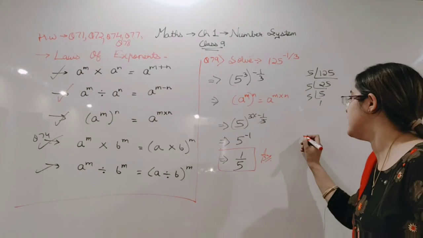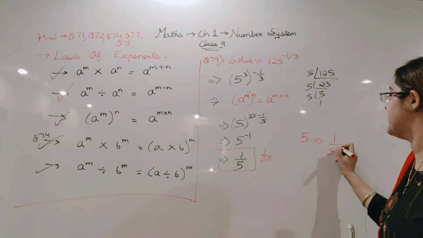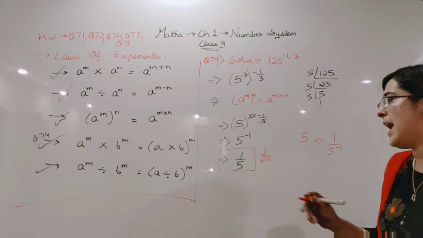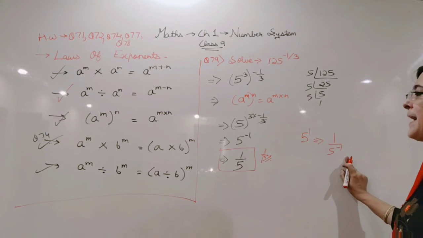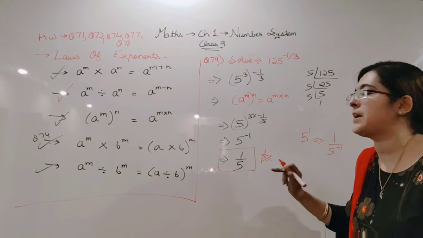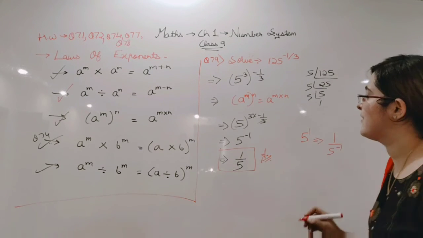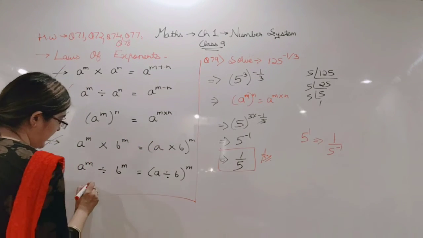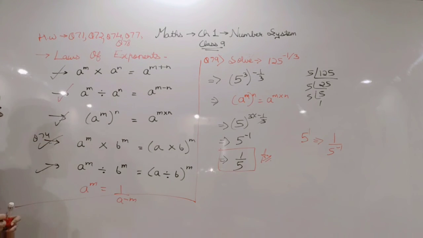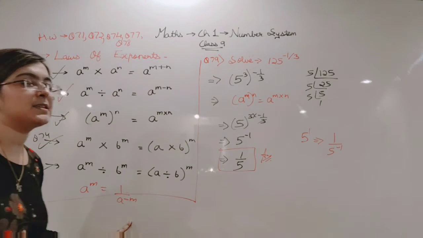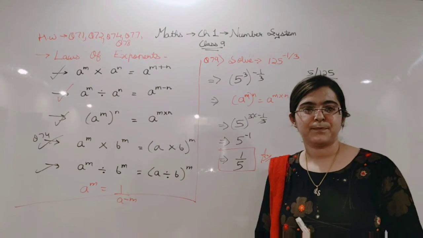Is this step clear, students? If it is 5 and we have to make its reciprocal, it will become this. Whenever we take the reciprocal, the sign of the exponent changes. Here it was plus 1, so it became minus 1. If it is minus 1, it becomes plus 1. Remember this and write this property also: a to the power m gives 1 upon a to the power minus m. That means when we reciprocate any number, the exponent sign gets changed.